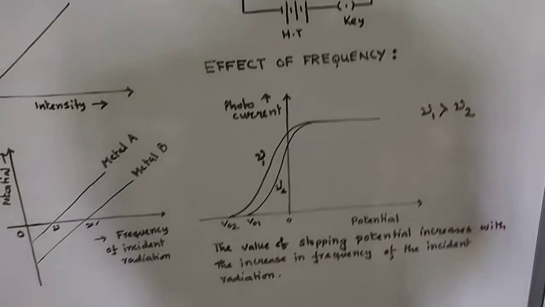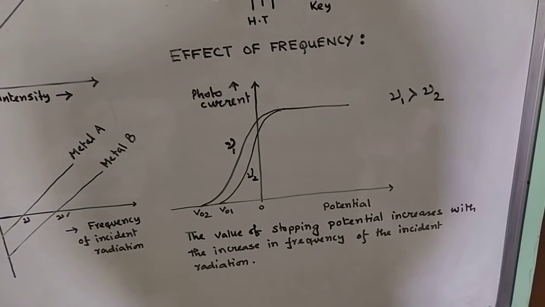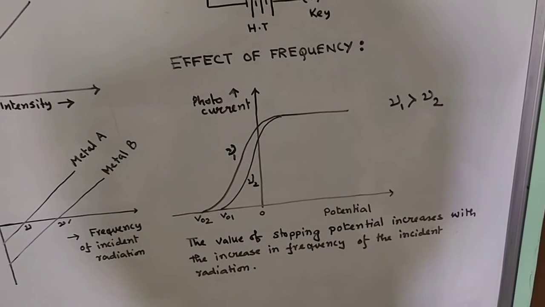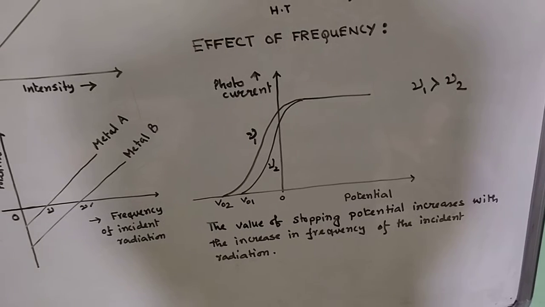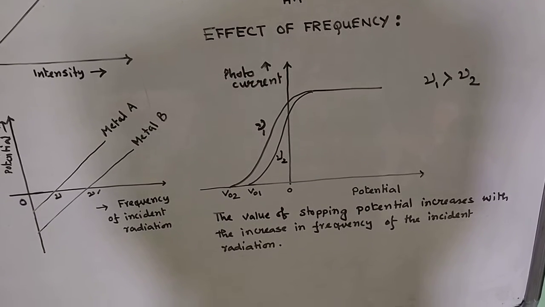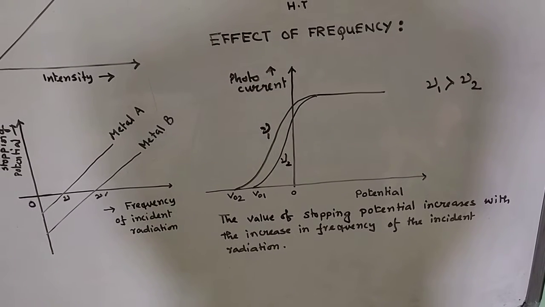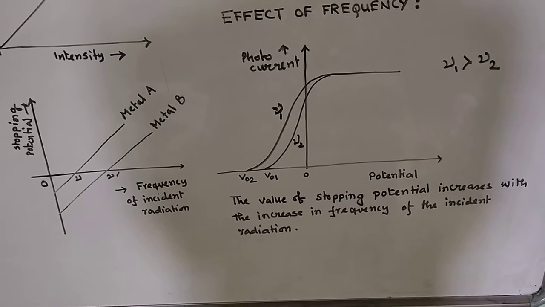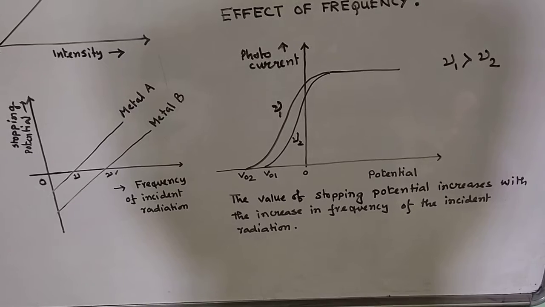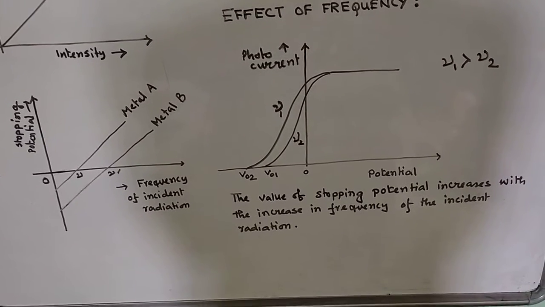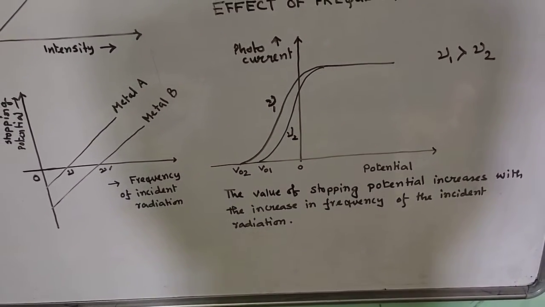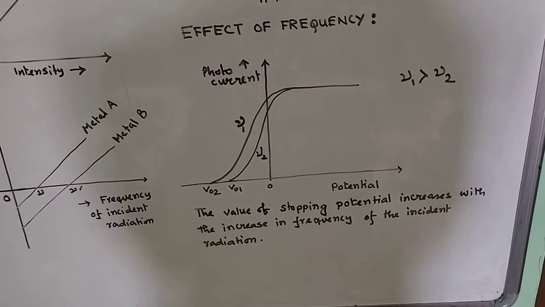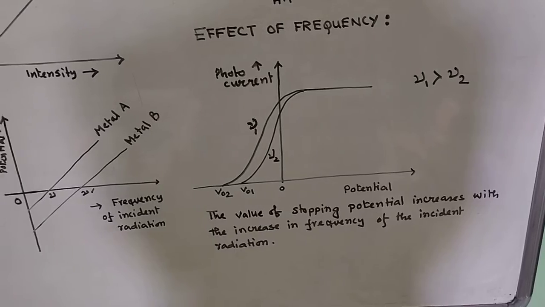So that's why it is written here: nu1 is greater than nu2. Nu1 and nu2 are the frequencies of the incident light. If nu1 is more than nu2, the energy of the electron that comes out from the cathode is more, and to stop it you have to give more potential, which is negative potential obviously. So that's why V02 is greater than V01. Here we have written that the value of stopping potential increases with the increase in frequency of the incident radiation.